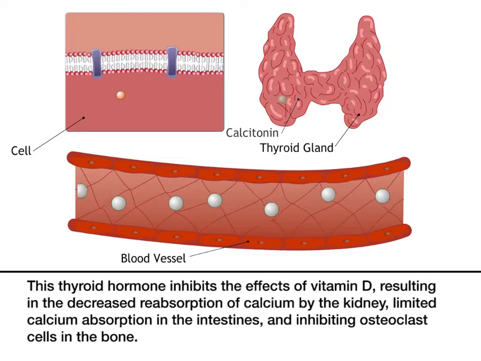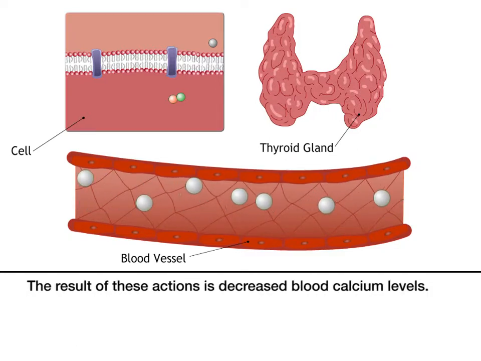This thyroid hormone inhibits the effects of vitamin D, resulting in the decreased reabsorption of calcium by the kidney, limited calcium absorption in the intestines, and inhibiting osteoclast cells in the bone. The result of these actions is decreased blood calcium levels.